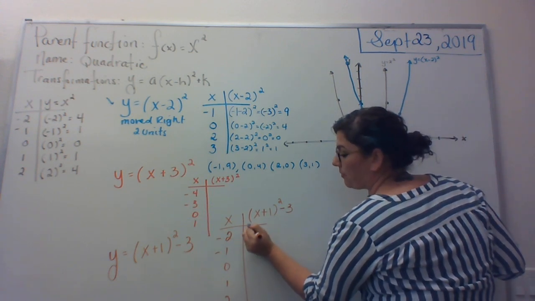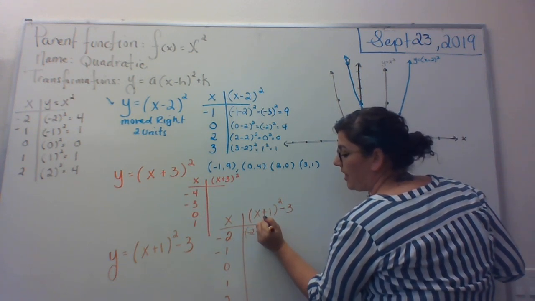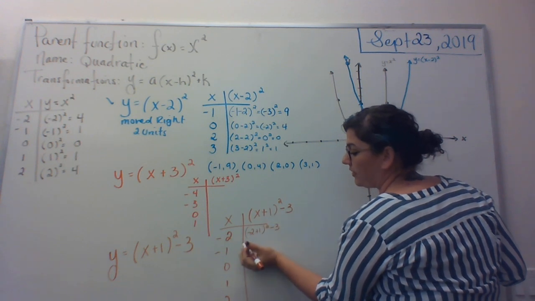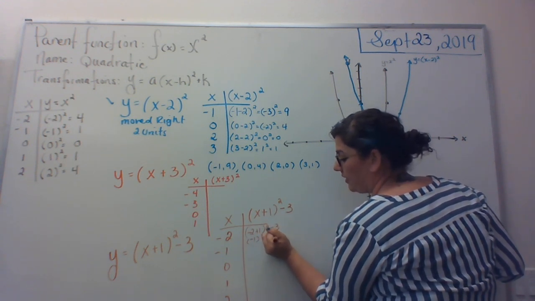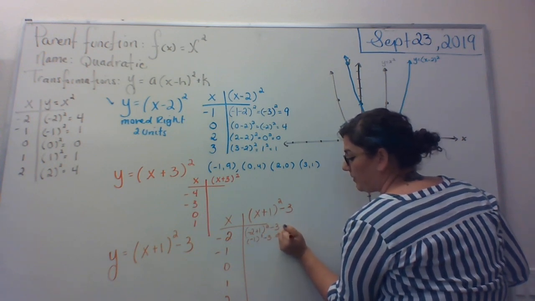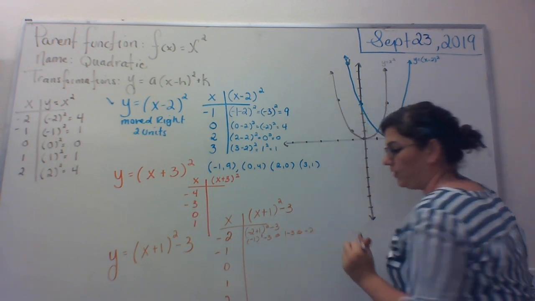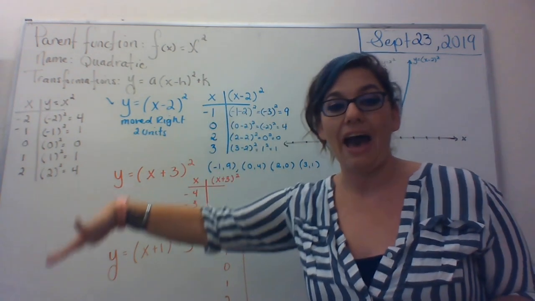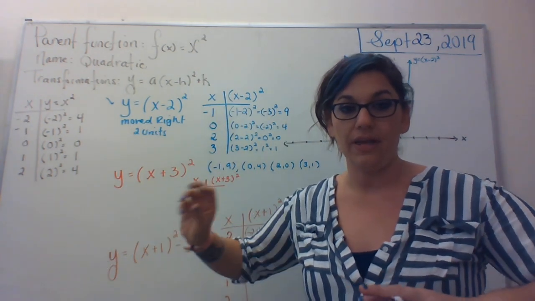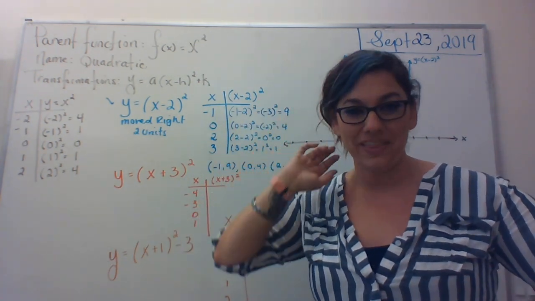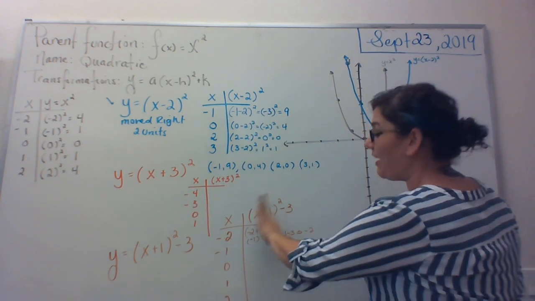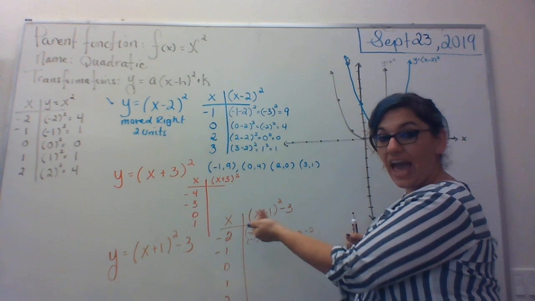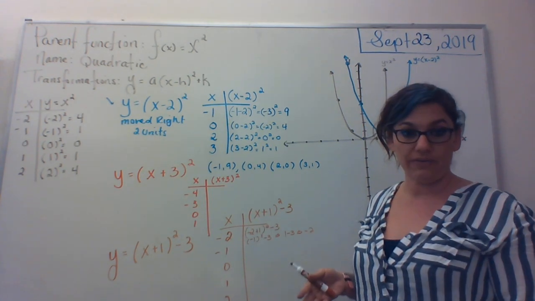So we plug in -2 plus 1, and then we square it, and then we're going to subtract 3. So I get -1 squared minus 3, which is going to get me 1 minus 3, which gets me -2. So that -3 happens after you do the inside of the parentheses and after you square it. So you do all of that, the left-hand side stuff first, and then come back and subtract 3 from whatever your answer is.